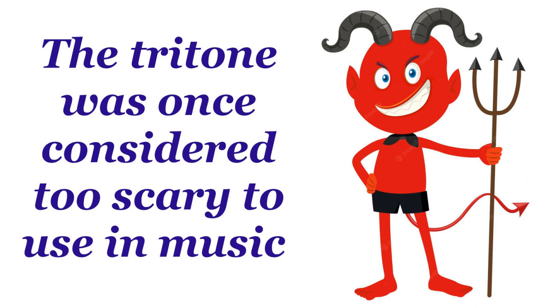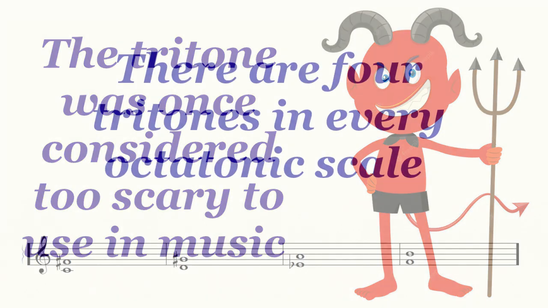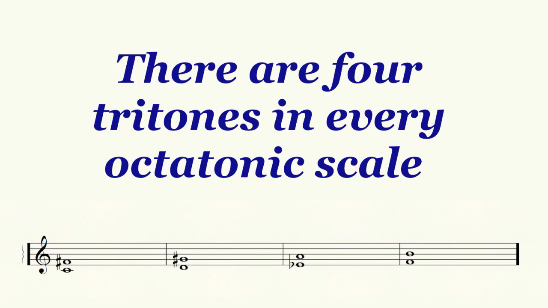A key feature of the octatonic scale is the tritone. Many centuries ago, the tritone was avoided altogether at all costs. It was considered unusable. But over time, the tritone was used more and more until by the time of Bach, it became very common. In the octatonic scale, there are 4 different tritones, so this sound is very dominant and gives us the very dark sound that we associate with it.